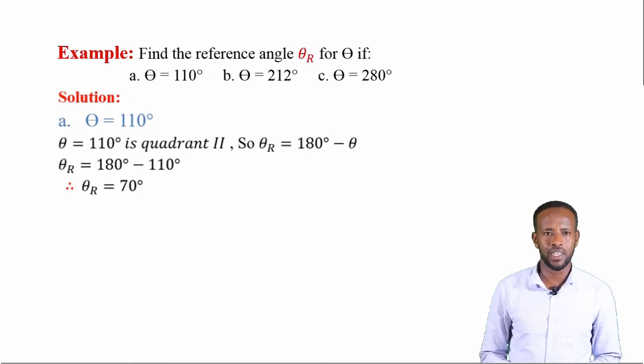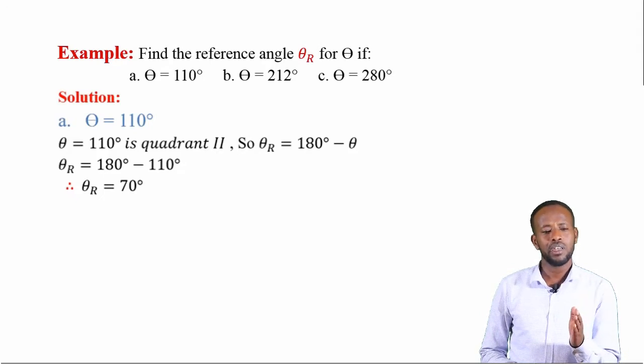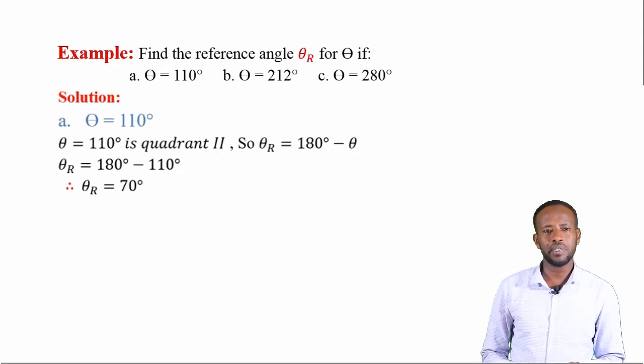This is the reference angle. It is an acute angle. Now we can find easily. To find the sine of 110 degrees, we will simply say sine of 70 degrees. Sine of 70 degrees and 110 degrees will be the same. Now let us see B, how we can find it. First look at angle B. Which quadrant does this angle belong to?